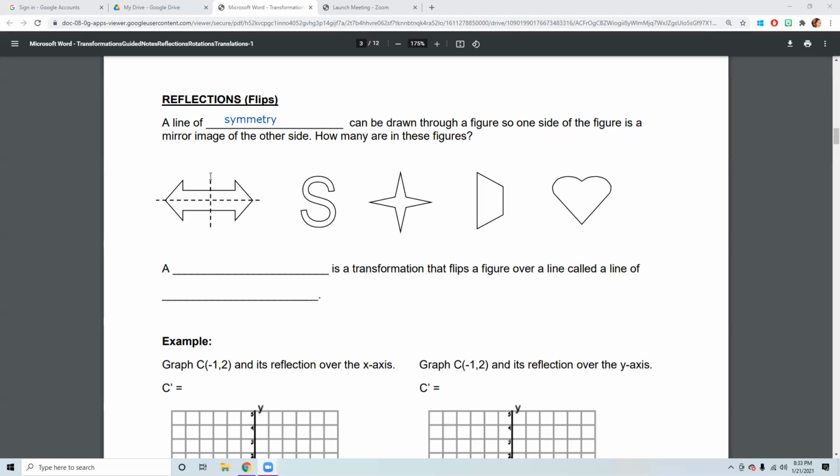I drew a line of symmetry right there because the left side is the same thing as the right side. And I can draw a line of symmetry right there because the top is the same as the bottom. I can't draw any other lines of symmetry, so I just have those two. So I would say that there are 2 lines of symmetry for this one. Go ahead and try the next 4 figures.